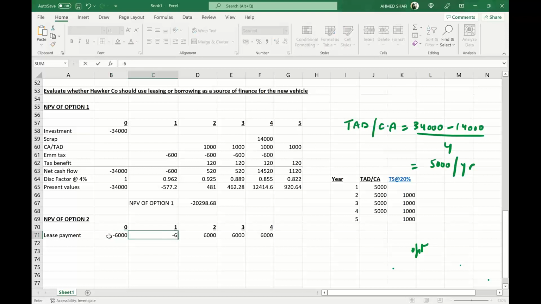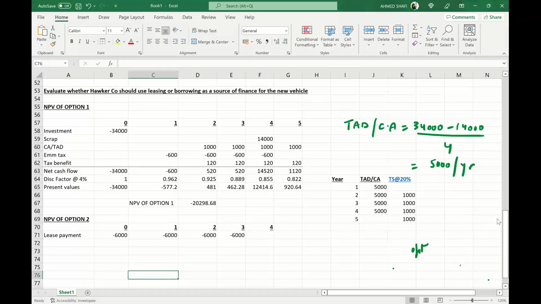The year 2 lease payment at the start of year 2 should be recorded in year 1. The year 3 lease payment should be recorded in year 2, and year 4 lease payment in year 3. Okay. Does everyone know this point?